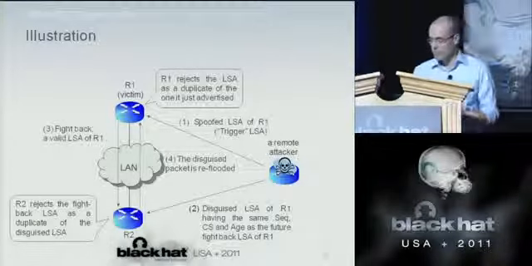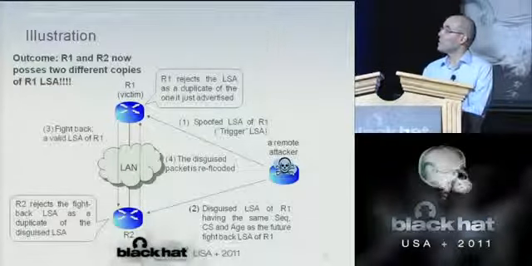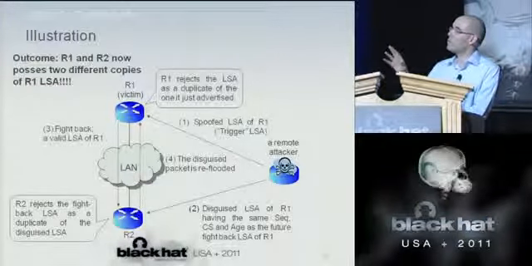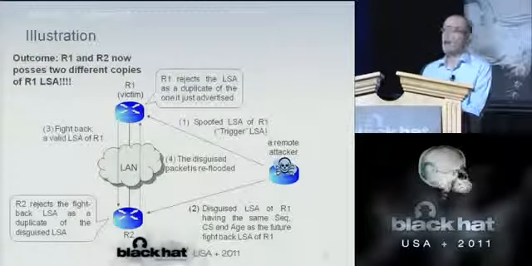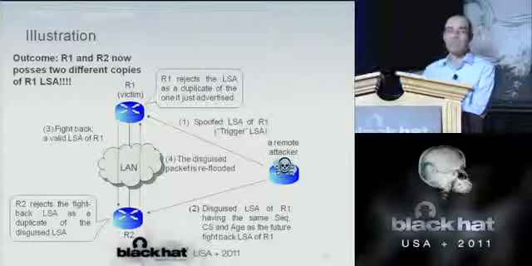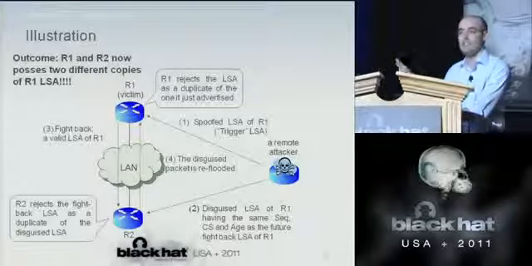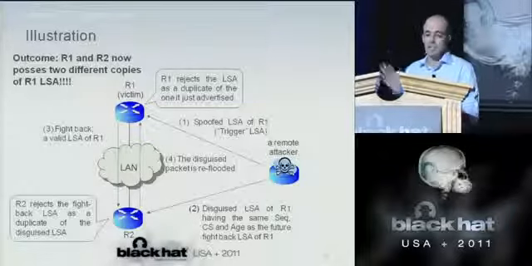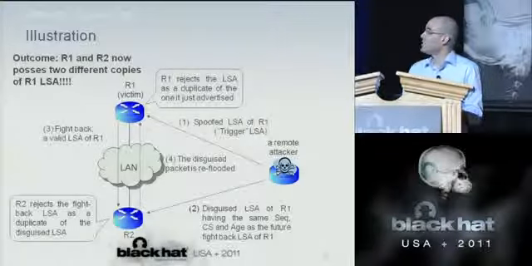So at this point, we actually have a persistent state in which R1 and R2 now possess two different copies of the R1 LSA. R1 has the valid LSA, and R2 has a totally different LSA. And this state is persistent. No more fightbacks, and it just remains that way.